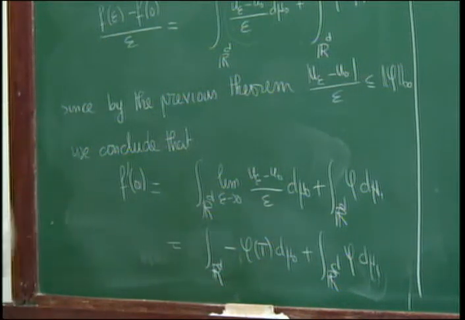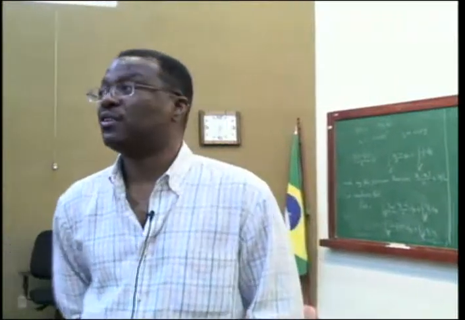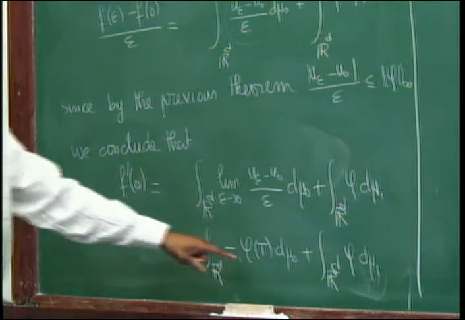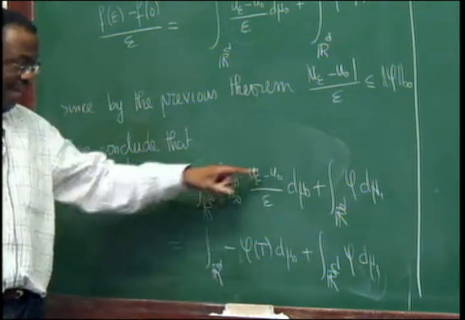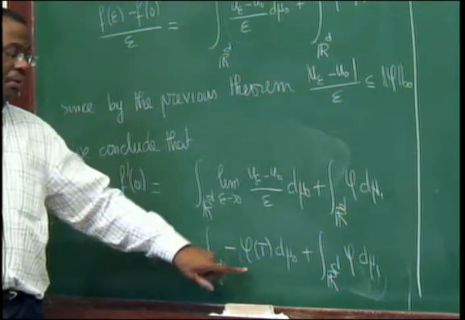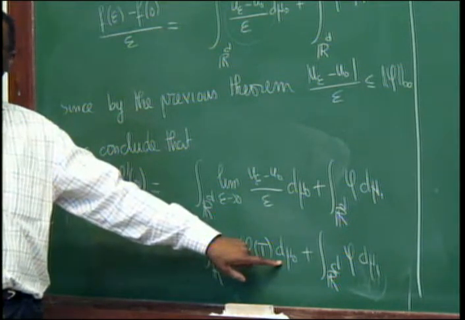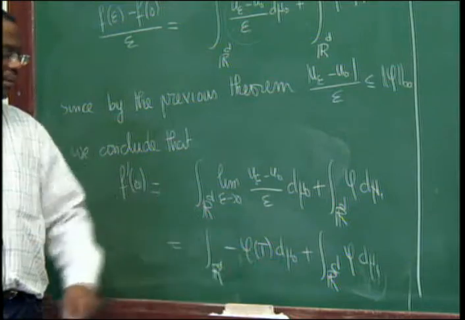Okay. The previous theorem tells me that u epsilon of x minus u naught of x over epsilon goes to negative phi of T of x almost everywhere. So this is where you use that mu is absolutely continuous with respect to Lebesgue measure. That equality holds almost everywhere. Because mu naught is absolutely continuous with respect to Lebesgue measure, it holds mu naught almost everywhere.